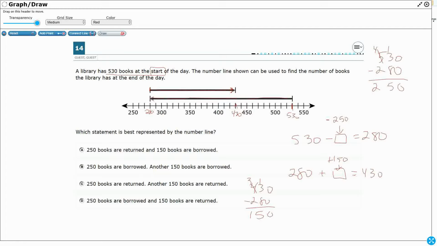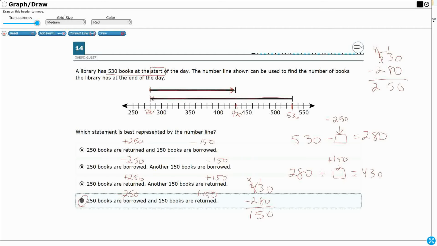Well, I've got returning and borrowing. Returning means I'm adding, and borrowing means I'm subtracting. So 150 books are borrowed. So is this the correct order? Plus 250 minus 150? No. So borrowing minus 250? Yes. And then borrowing minus 150? No. The first one is right. The second one is wrong. So returning is adding. Nope. I'm supposed to be borrowing the first one. So minus 250 is borrowing, and then plus 150 is returning, and that is the correct order. So my answer here is D.